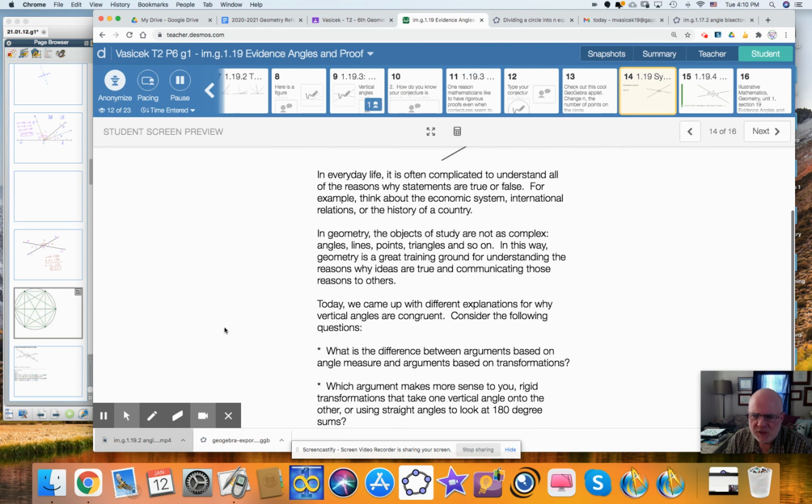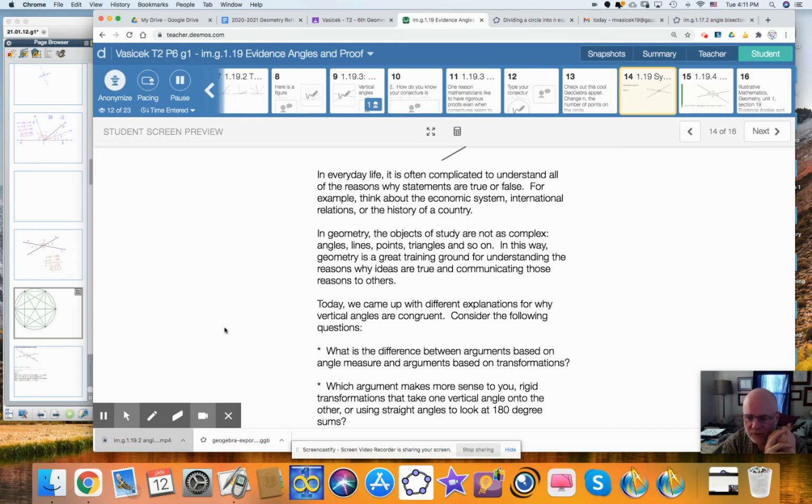In everyday life, it's complicated for us to understand the reasons why statements are true and false. For example, think about the economic system, international relations, the history of a company. In geometry, the objects of study are not so complex: angles, lines, points, triangles, and so on. So in this way, geometry is a great training ground for understanding the reasons why ideas are true and communicating those reasons to others. That's the proof.